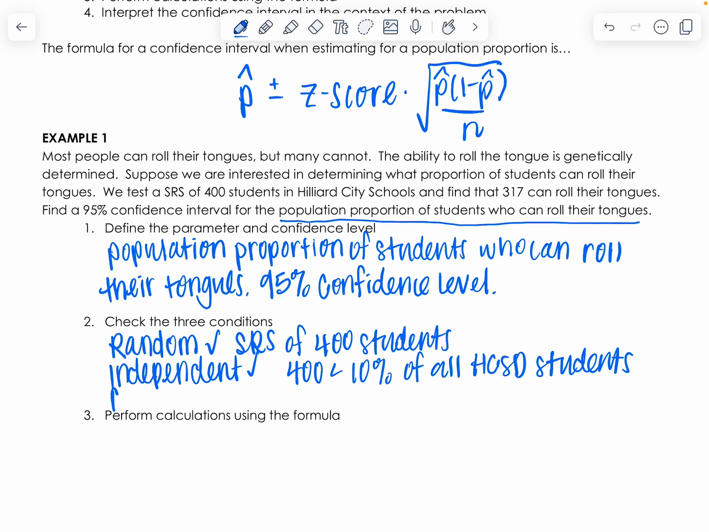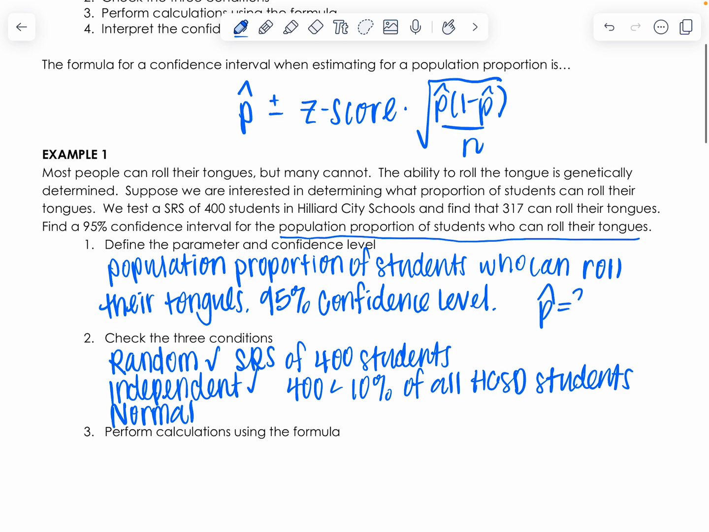And then, whoops, I skipped normal. I went out of order. Okay, to check normal, we have to figure out what our p hat value is. P hat is our sample percent, and that is 317 over 400. So 317 divided by 400 is 0.7925. So we will show that 0.7925 times 400, we know that already, will be 317, definitely greater than or equal to 10.